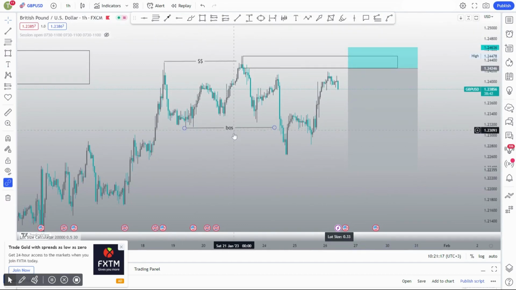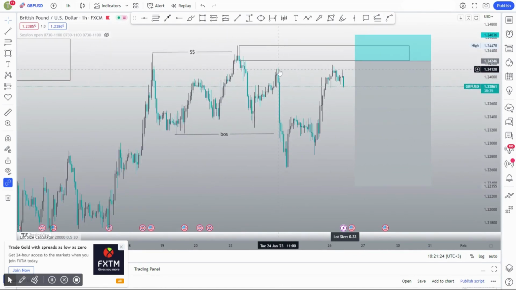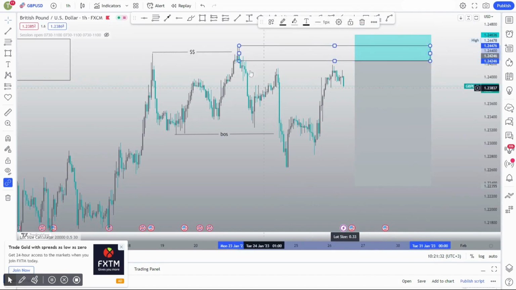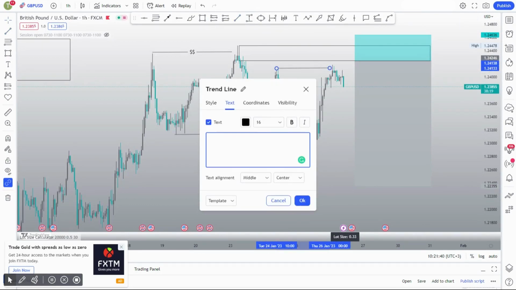Okay, so guys, this was our third confirmation. We also want to see liquidity being taken inside here. We want to see liquidity being taken here before our price goes to our entry. So guys, you can see here liquidity has been taken right here. So now this is our fourth confirmation, guys.